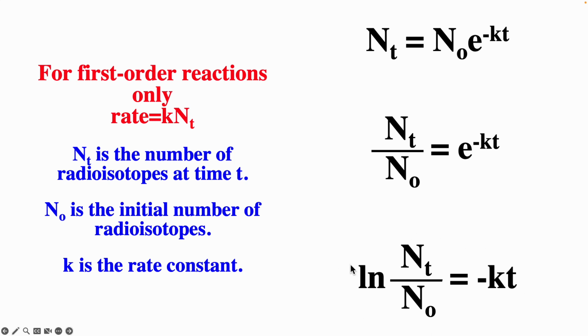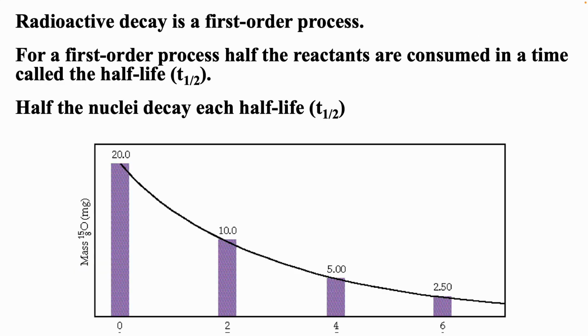Now down here, if you're looking to calculate how long it takes to get to a certain ratio, you'd use this equation, divide both sides by minus k, and you'd get time is equal to minus 1 over k natural log of the number at time t over the initial number. For first order processes, the half-life is constant, and after one half-life, you'll have half as much no matter how much you start with.